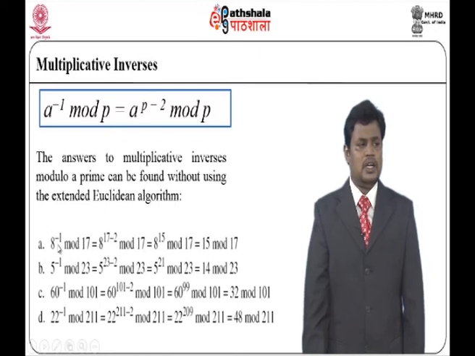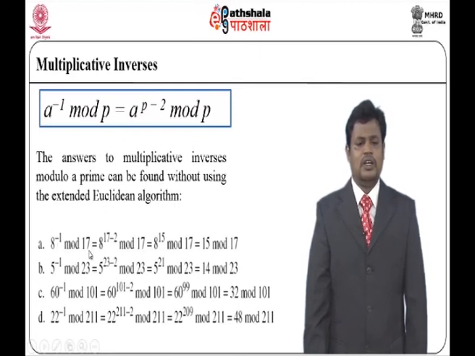For example, 8 inverse mod 17 is equal to 8 power p minus 2, where p is 17, so 8 power 15 mod 17. Then I can solve it according to Fermat's theorem, or with modular exponentiation. Similarly, we can solve the other examples: 5 inverse mod 23, 60 inverse mod 101, and so on.